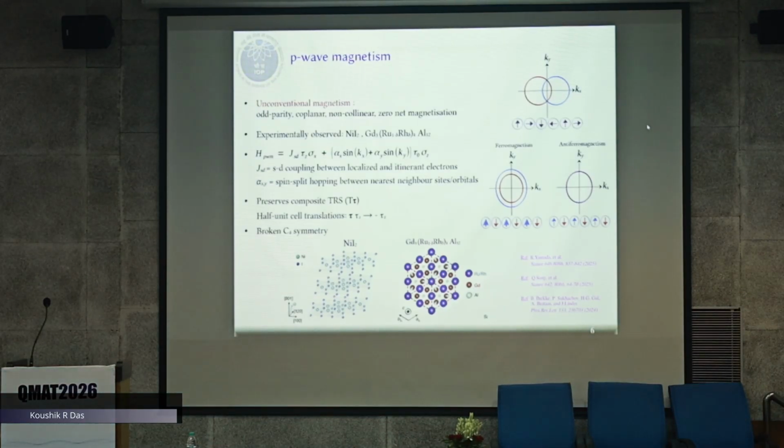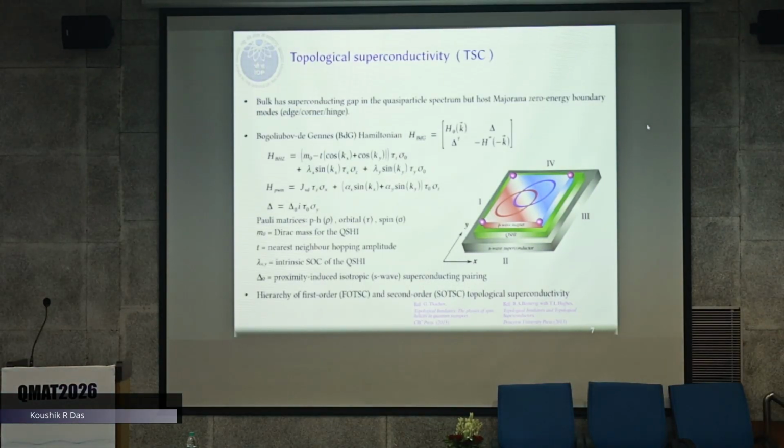So this C4 symmetry will be important when we see next. The question that we try to answer is, what happens to the topology of the spin-Hall insulator when such kind of unconventional magnetism is introduced along with superconductivity. So what we get is topological superconductivity, which is defined by a bulk which has a superconducting gap in the Bogoliubov-de Gennes spectrum, but hosts Majorana zero energy modes. So the BdG Hamiltonian can be written in this form, where H_BHZ is the Hamiltonian for the quantum spin-Hall insulator part, and H_PWM for the P-wave magnet, and delta is the proximity induced isotropic s-wave superconducting pairing.